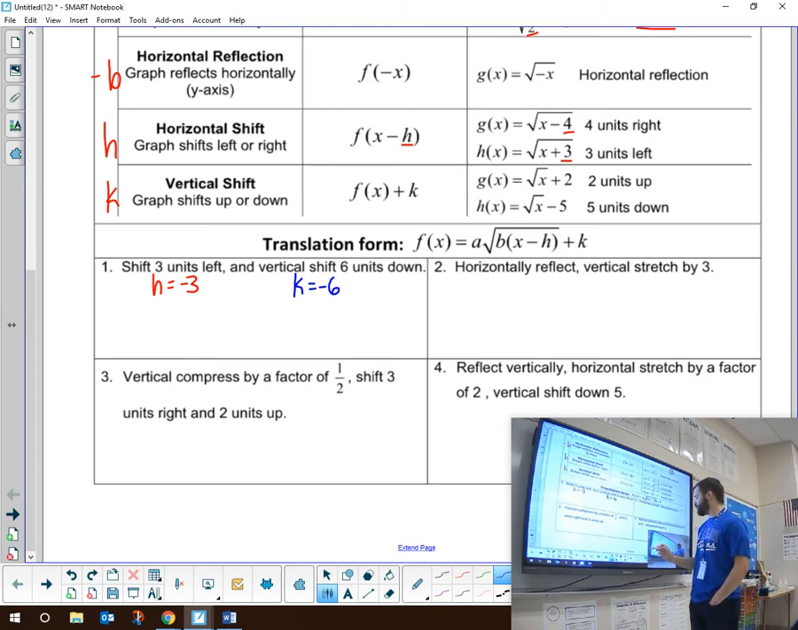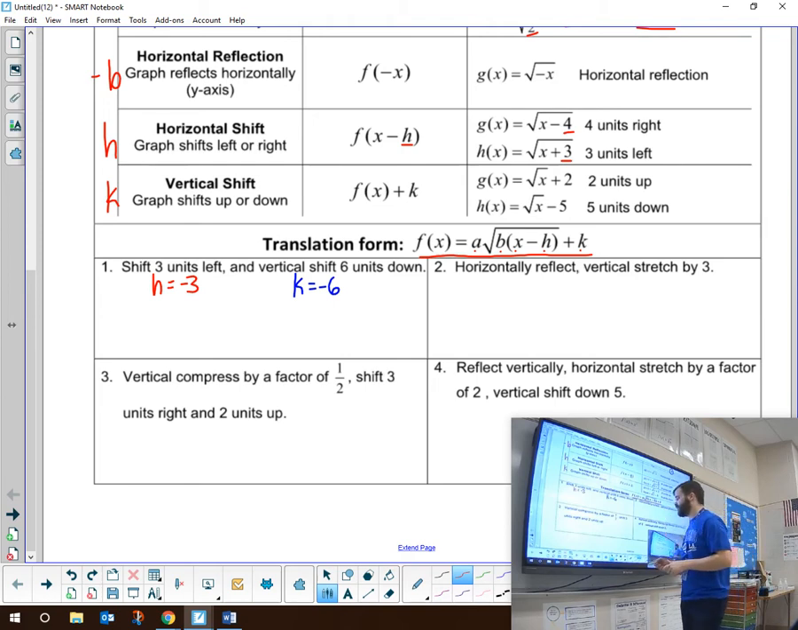Okay, so here's what we're working with right here. f of x equals a times the square root of b times x minus h plus k. Each one of these affects my graph a different way, right? A, B, H, and K. So H and K we decided was this, and A and B we don't have to worry about at all because it doesn't mention any changes for that.